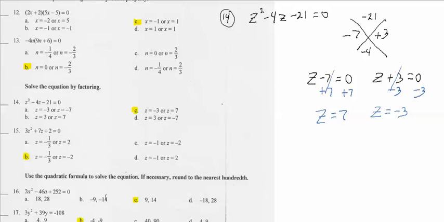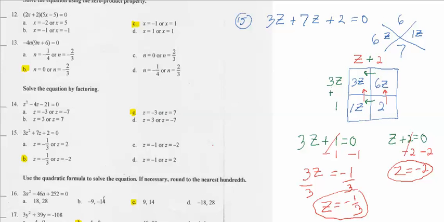Okay, so on 14 it says solve the equation by factoring, so I just did our x. We ended up with a negative 21, and add together be negative 4, negative 7, positive 3. I set these to z minus 7 is equal to 0, and z plus 3 is equal to 0. Added 7, so I got z is equal to 7. Subtract 3, I got z is equal to negative 3.